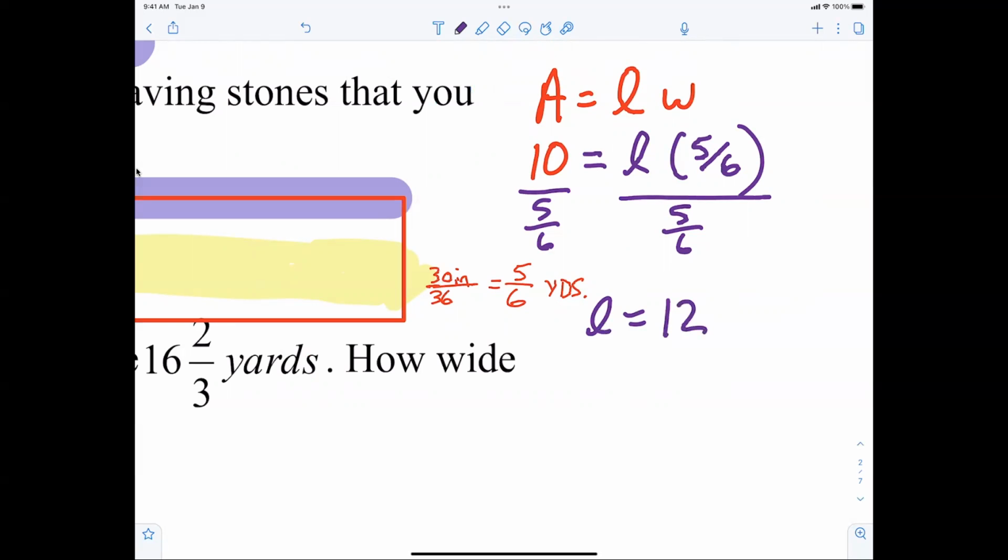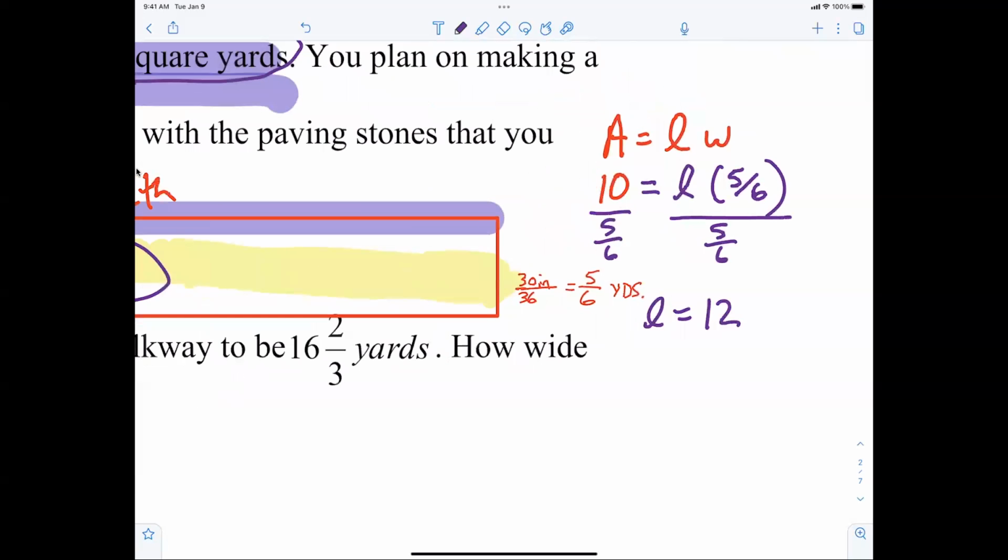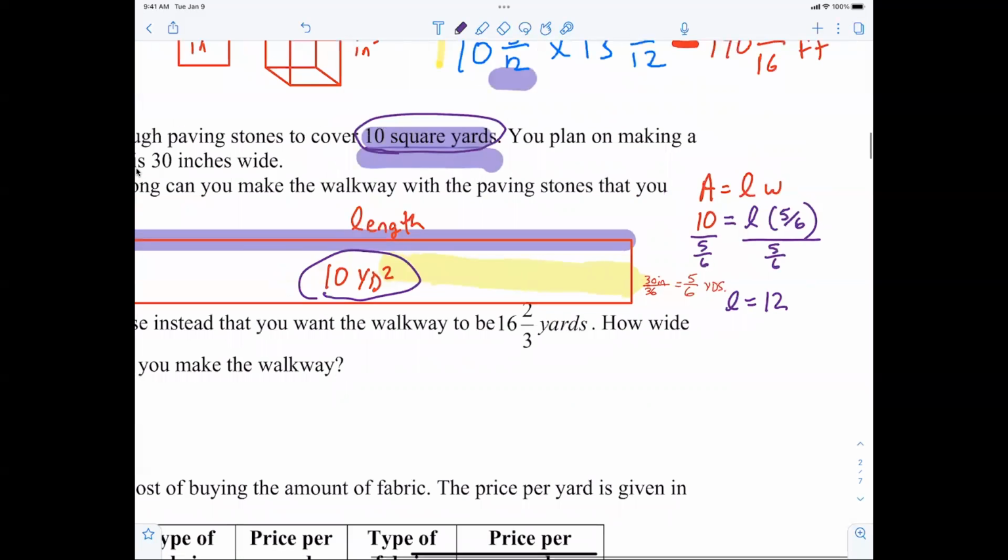12 what? Stop. 12 what? So I'm measuring length. Is length one-dimensional or two-dimensional? Area is 2 dimensions. Length and width is 1. So the length of your sidewalk will be what? 12. What? Why are you saying feet? 12 yards. Are you measuring length with squares? No, it's just 12 yards. It's just 12 yards long.